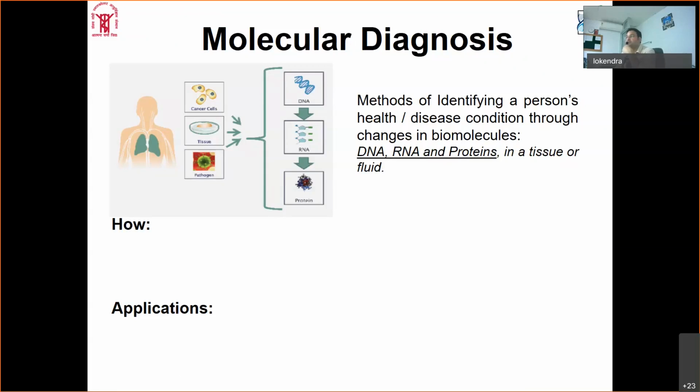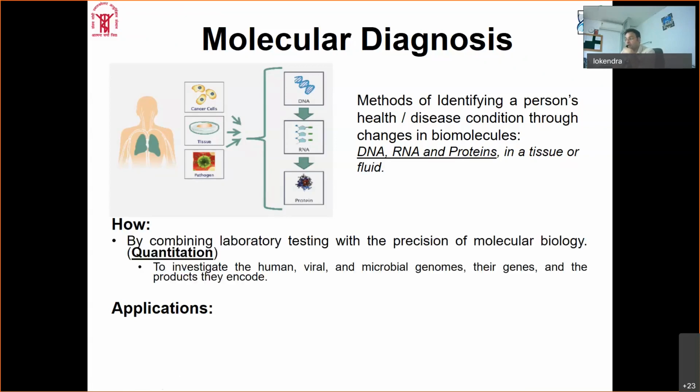So in those cases, if we are looking for certain biomolecules, DNA, RNA, or protein, that can be classified under molecular diagnosis. So how do we do that? By using a combination of various molecular biology techniques. That will be discussed later on.